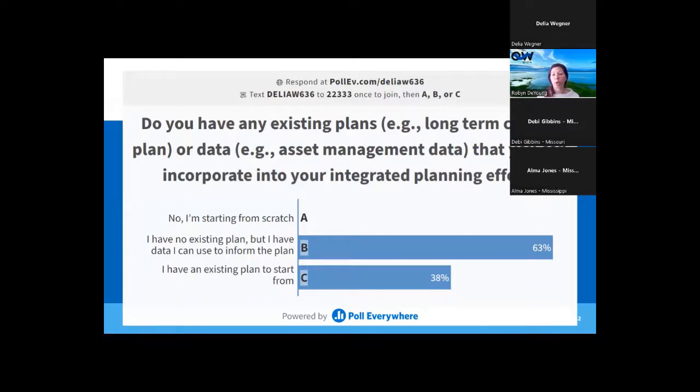So I know we have two things going here. One is put in the chat things that you think you would want to put in your integrated plan that might not be a discharge. And we also have a poll going here that is talking about, do you have existing plans or data that you could incorporate in your integrated planning effort? So it looks like many have no existing plan, but have data. Some have an existing plan to start from. So it's interesting. So no plans whatsoever, but you have the data.